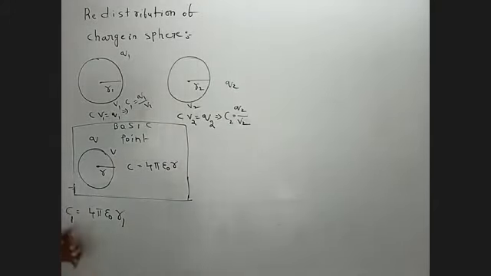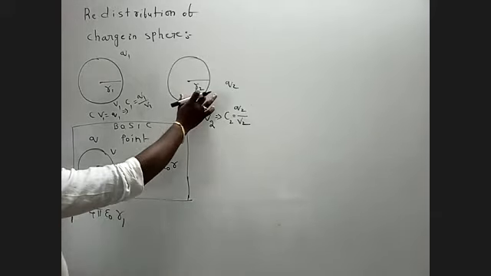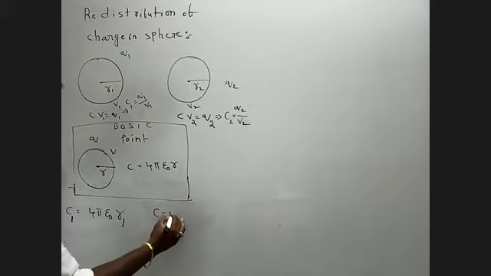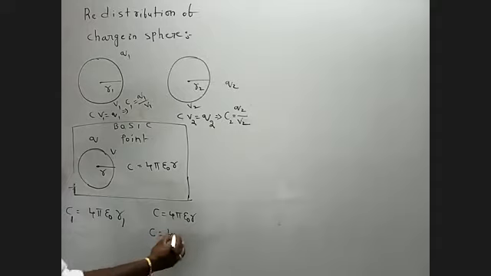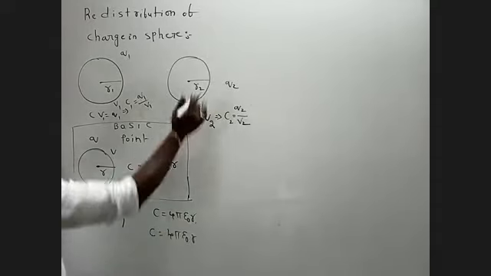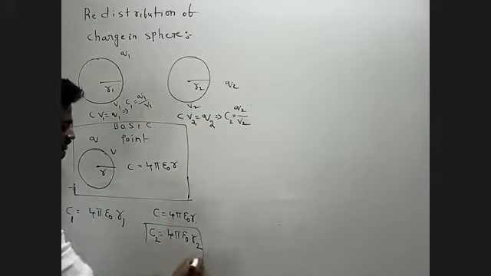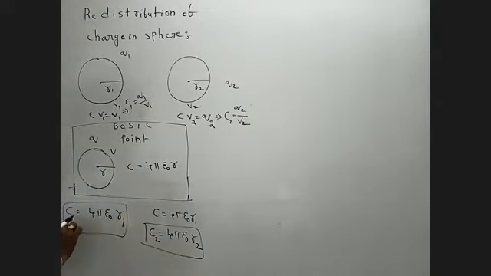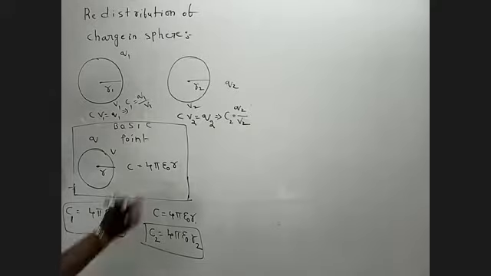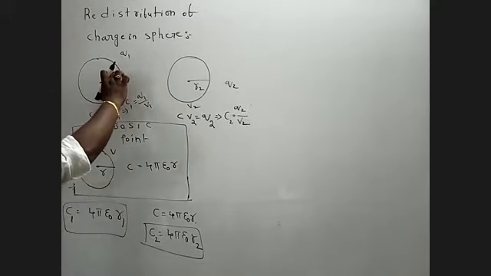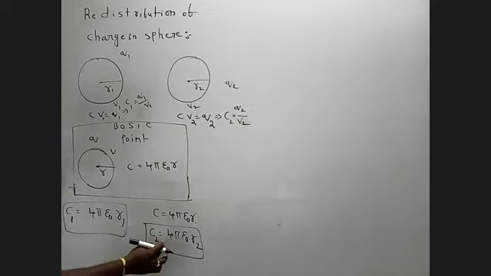Now similarly, this formula applies for an isolated capacitance: C is equal to 4 pi epsilon naught R, where R is the radius. For the first sphere, C1 is equal to 4 pi epsilon naught R1. For the second sphere, C2 is equal to 4 pi epsilon naught R2. This is the isolated capacitance formula for each sphere.